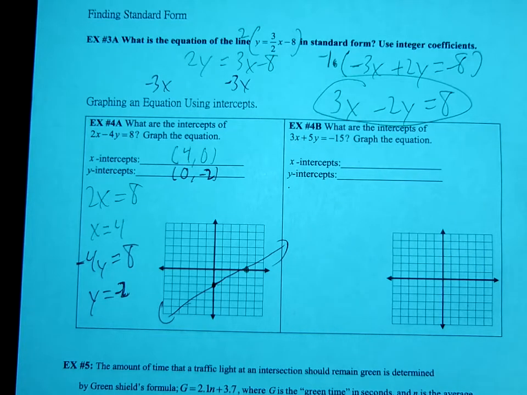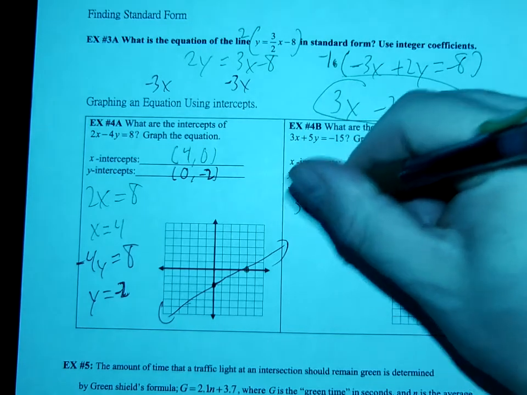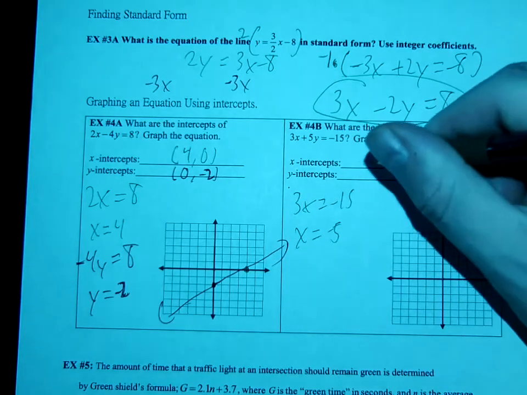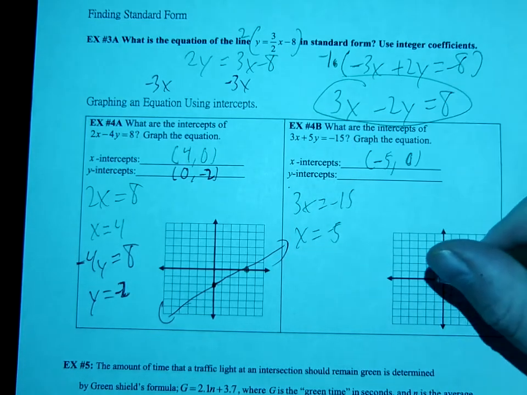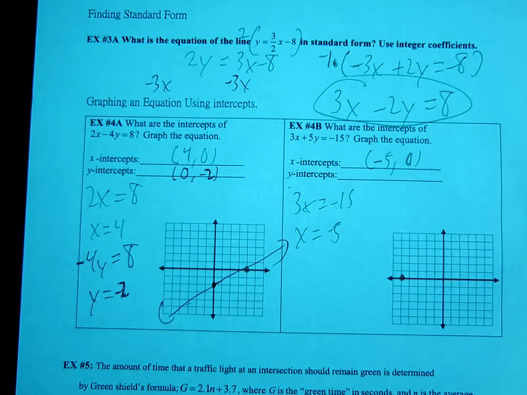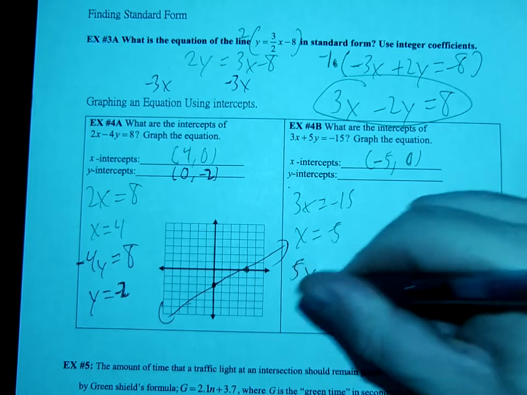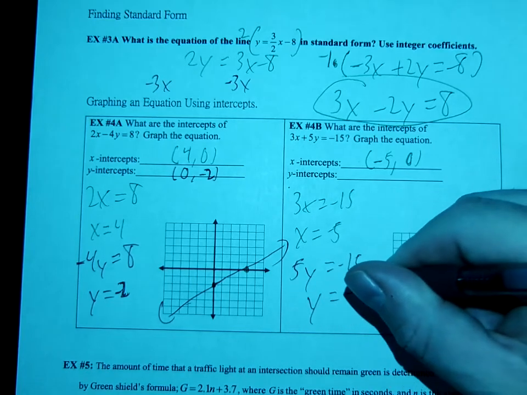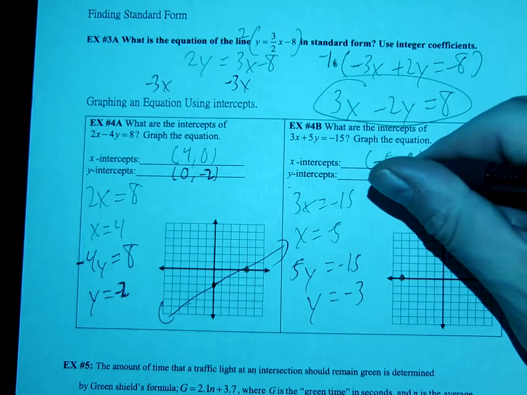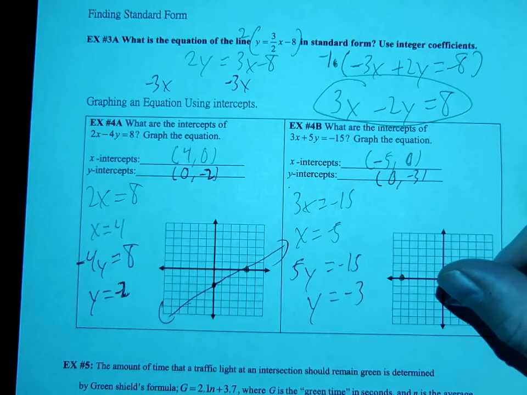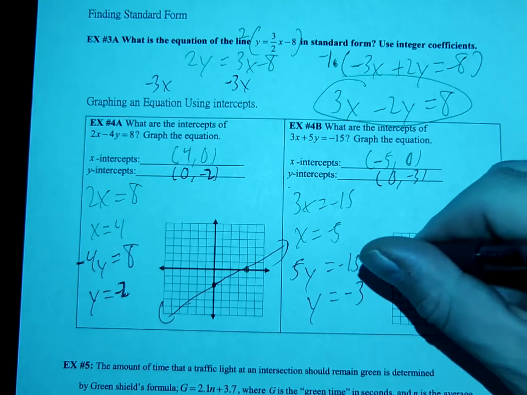Okay, next item. Same thing. 3x equals negative 15. X is equal to negative 5, or in other words, our x-intercept, our solution. And for our y-intercept, 5y is negative 15. So there we have y equals negative 3. So our y-intercept is at 0, negative 3. 1, 2, 3 on the y-axis. There's our graph.